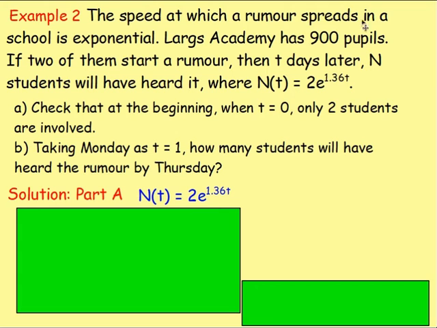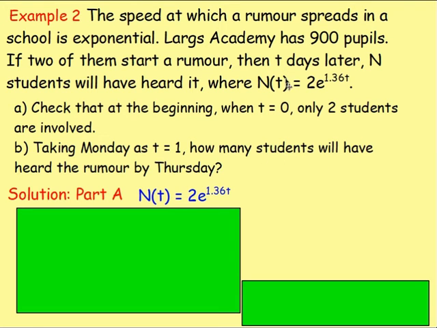So here, the speed at which a rumour spreads in a school is exponential. Largs Academy has 900 pupils. If 2 of them start a rumour, then t days later, n students will have heard it, where n, the number of students in terms of t, is equal to 2e to the power of 1.36t. Part A, check that at the beginning, when t equals 0, only 2 students are involved. And B, taking Monday as t equals 1, how many students will have heard the rumour by Thursday?